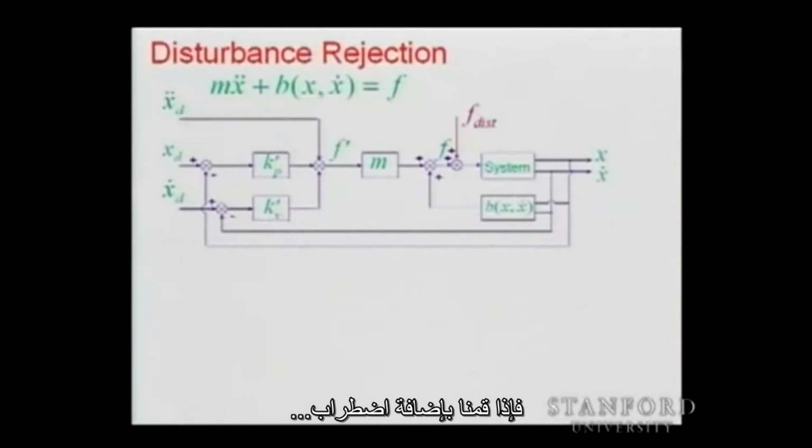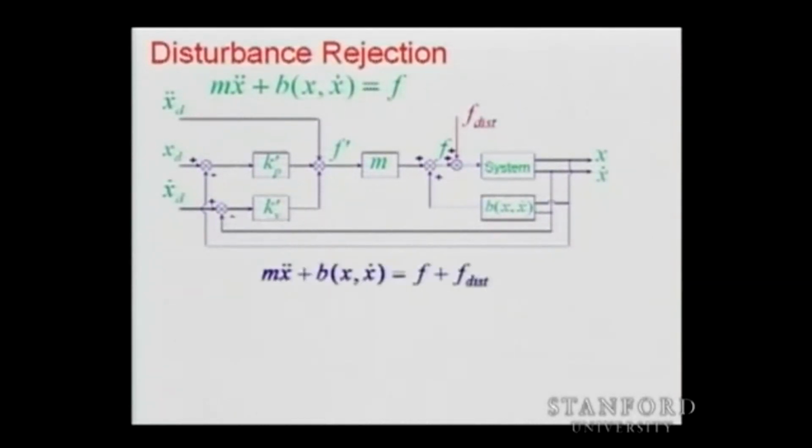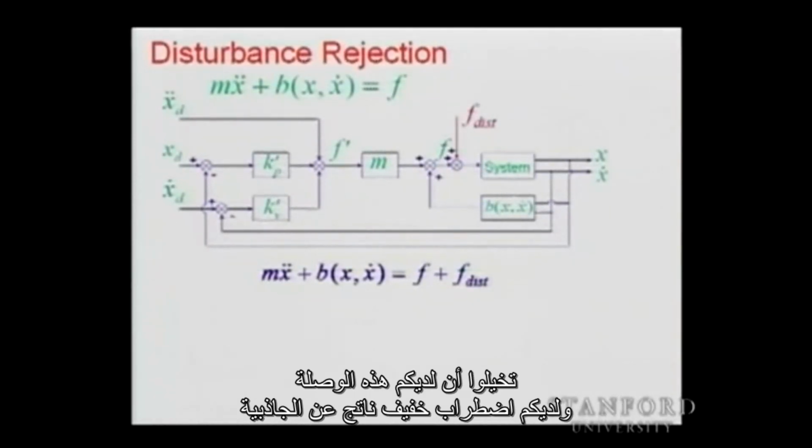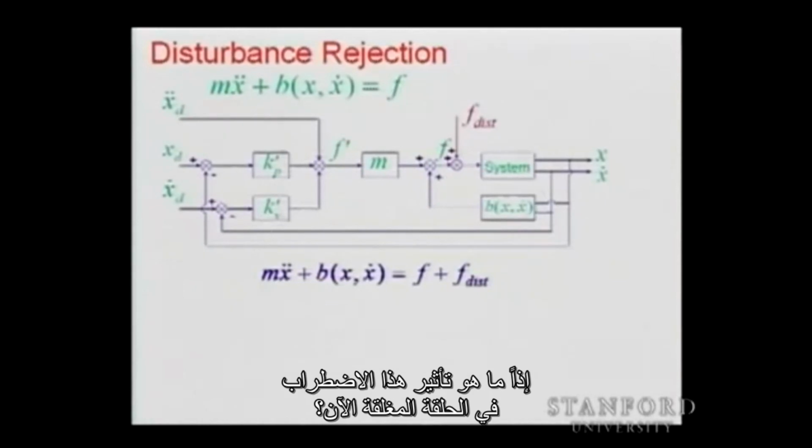So if we add some disturbance, I'm going to take a very simple type of disturbance, like a bounded disturbance that we are adding from some type of error in the gravity. Imagine you have this link and you have little disturbance coming from the gravity. So what is the effect of this disturbance on the closed loop now?